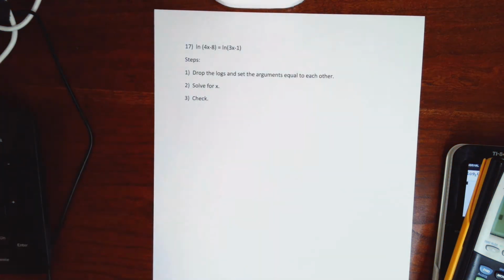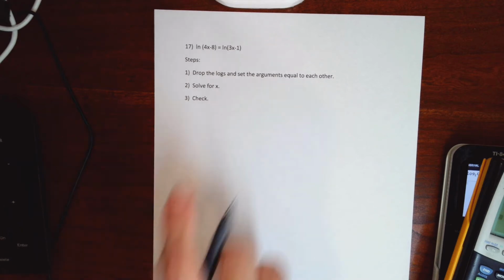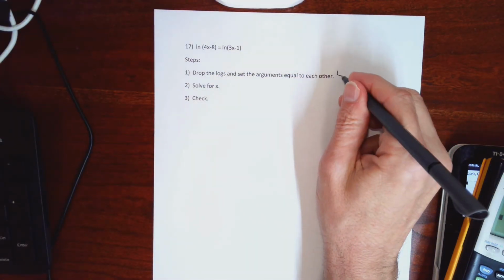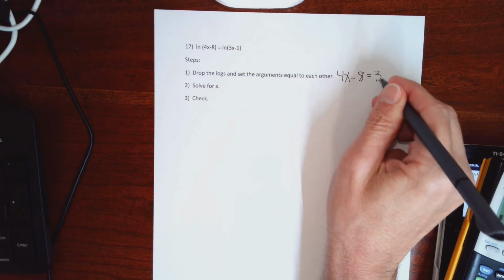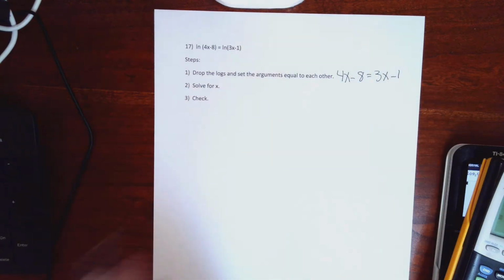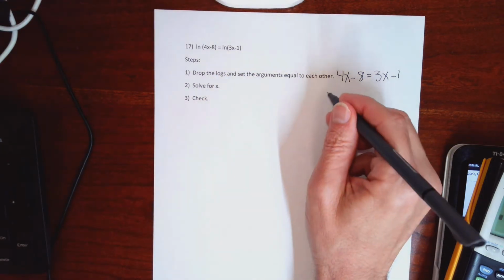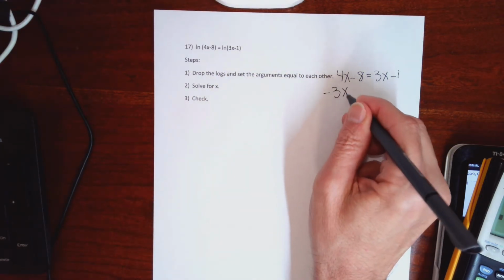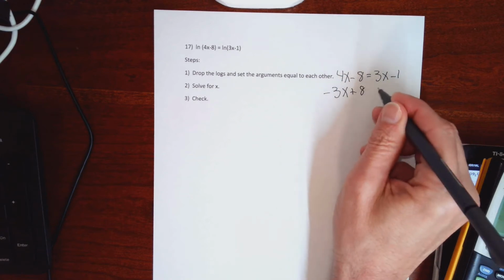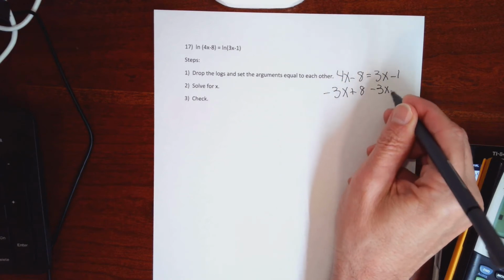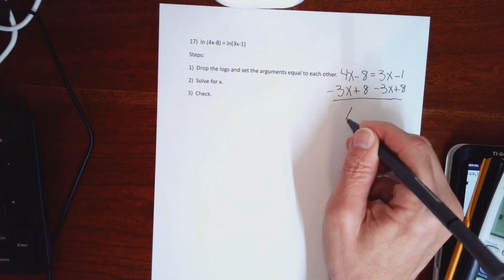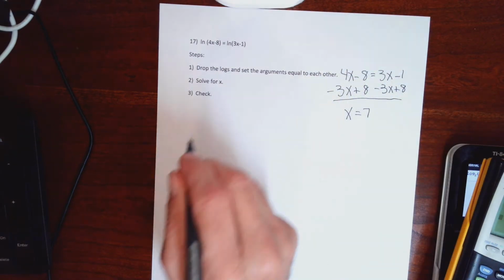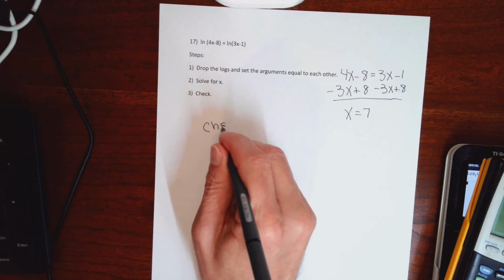On 17, it has two natural logs equal to each other. And in this problem, I can just drop the natural logs, set the arguments equal to each other, and do the algebra to isolate the x. Minusing 3x and adding 8 would be good algebra here. I don't have to do any setting equal to 0 because there isn't a square term. This is going to give me x equal to 7. And this I can check without my calculator.